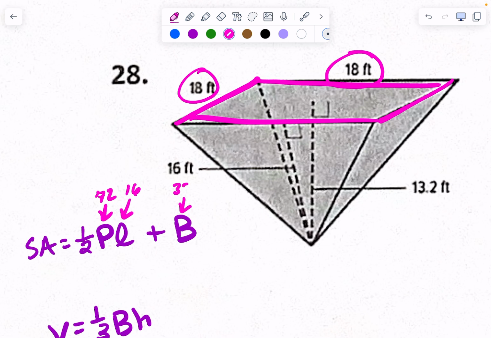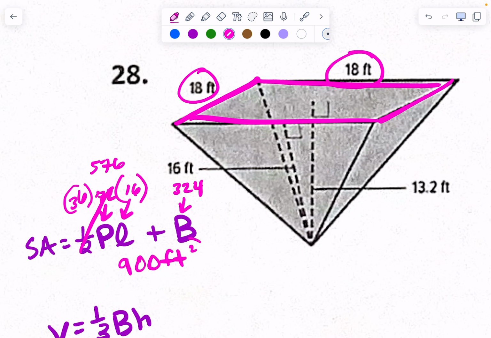324. Okay. I know that half of 72 is 36, and 36 times 16 is 576, and then I add 324. And that is 900 feet squared. I'm so lost. Can you do that one more time?